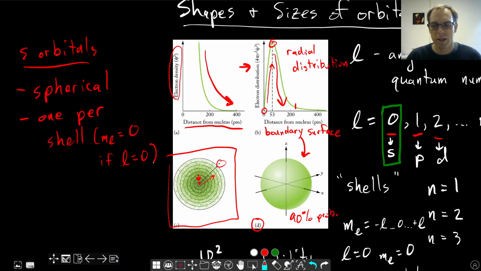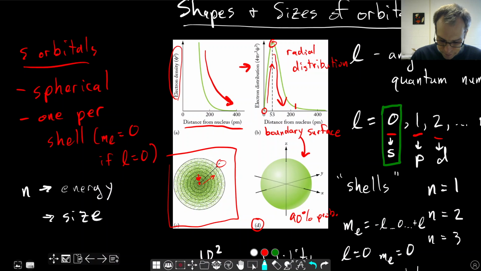And one other thing that we haven't talked about yet, that is also true for s orbitals and other orbitals, is that the principal quantum number, so n, tells us energy. So as we increase n, the energy of the orbital gets higher. But it also tells us about size. So let's take a look at what the size of different s orbitals look like. And we'll look at that in the next video.